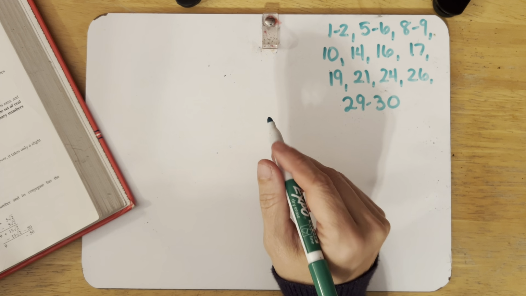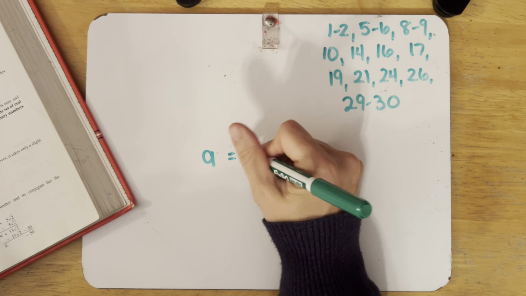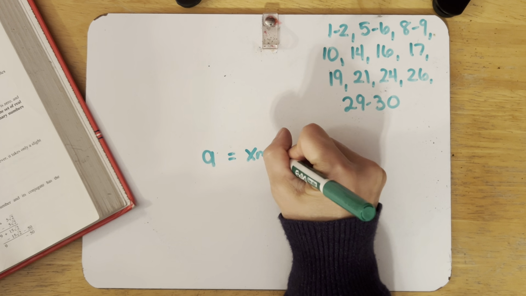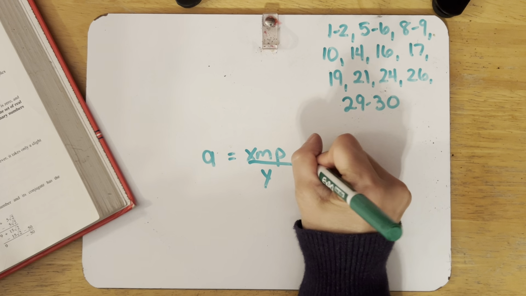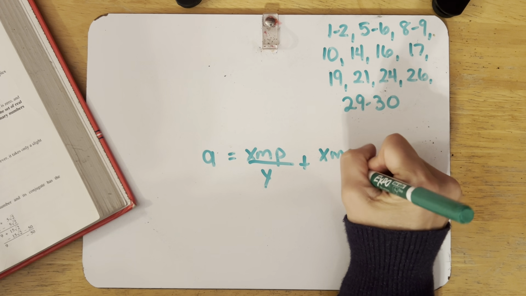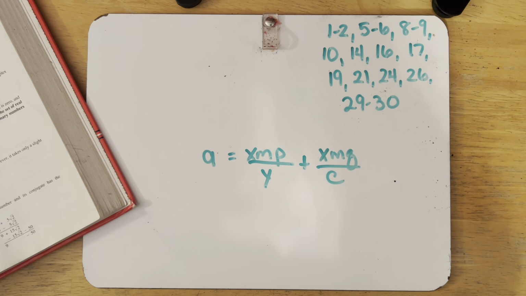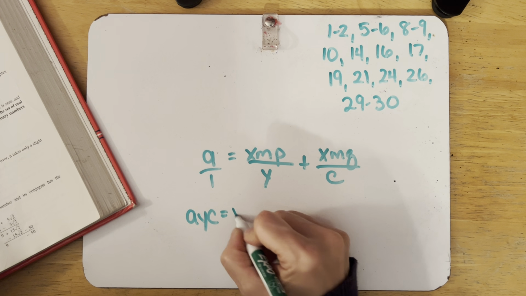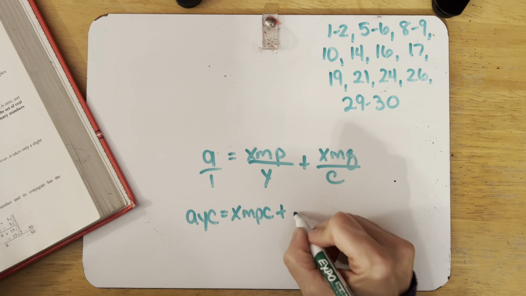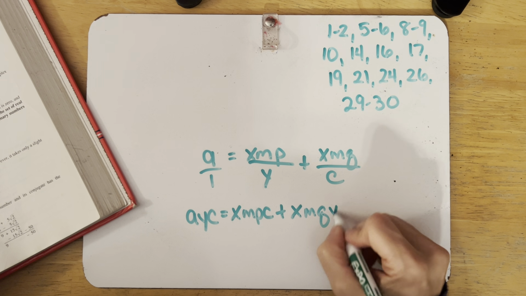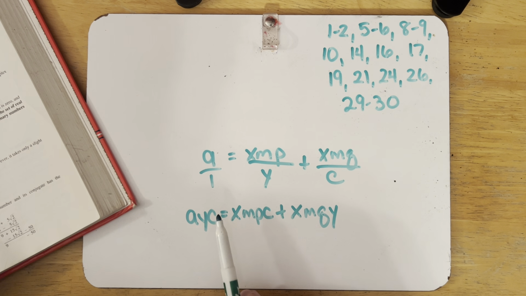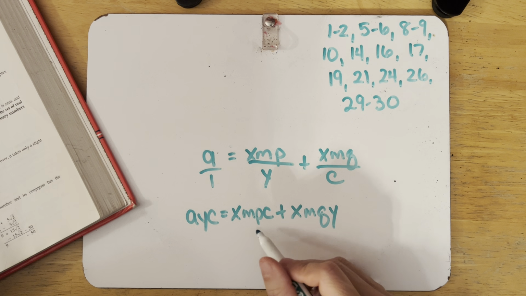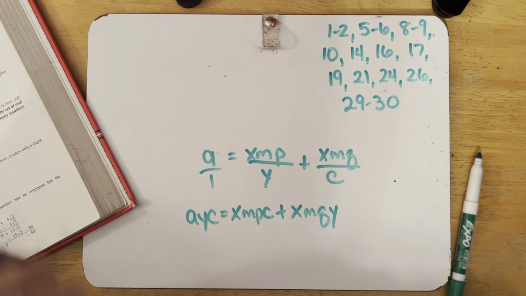Okay, find y. A equals xm, I'm just going to distribute it now, xmp over y plus xmq over c. Okay, my common denominator is yc, so ayc equals xmpc plus xmqy. Okay, now you're solving for y. So you need to move this y over here and this one over here. Okay, so you have all your y's on one side, pull out your y, and then divide by what's inside the parentheses, and that'll be your answer.